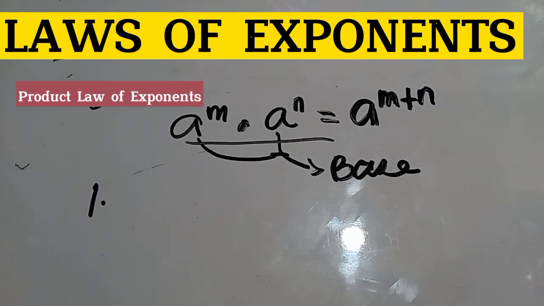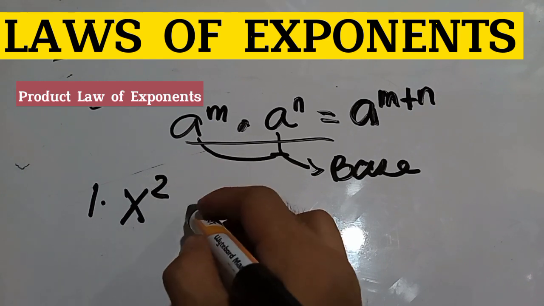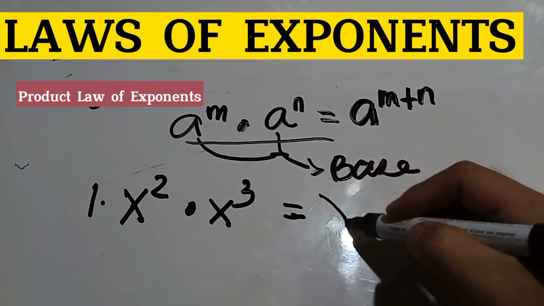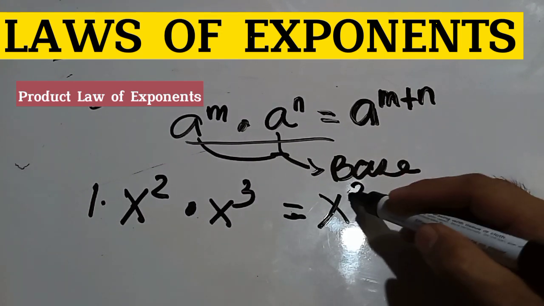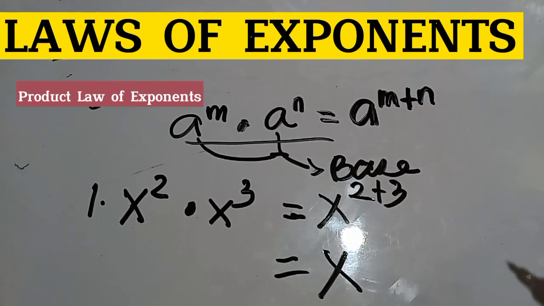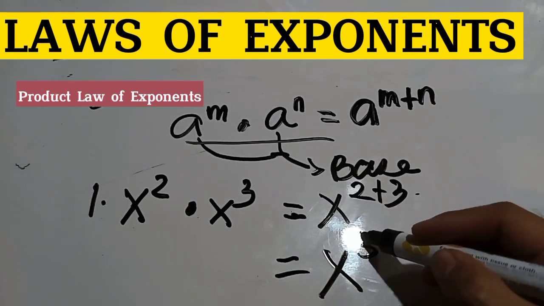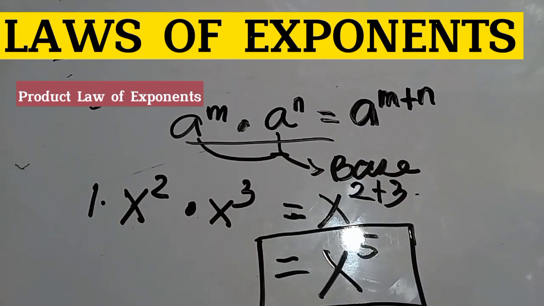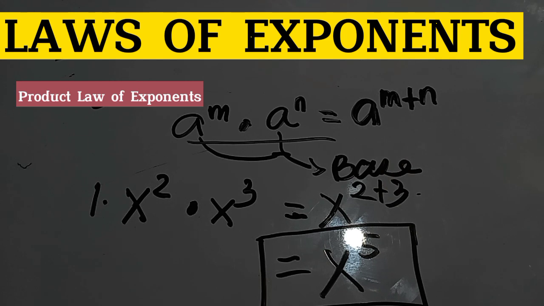Halimbawa, tulad ito. So we have x squared times x cubed. Ibig sabihin, same sila ng base. So meaning, copy lang natin yung base at saka i-add natin yung exponent niya. So, copy lang natin yung x, 2 plus 3, 5. So, this is our final answer. X raised 5. Nakuha.